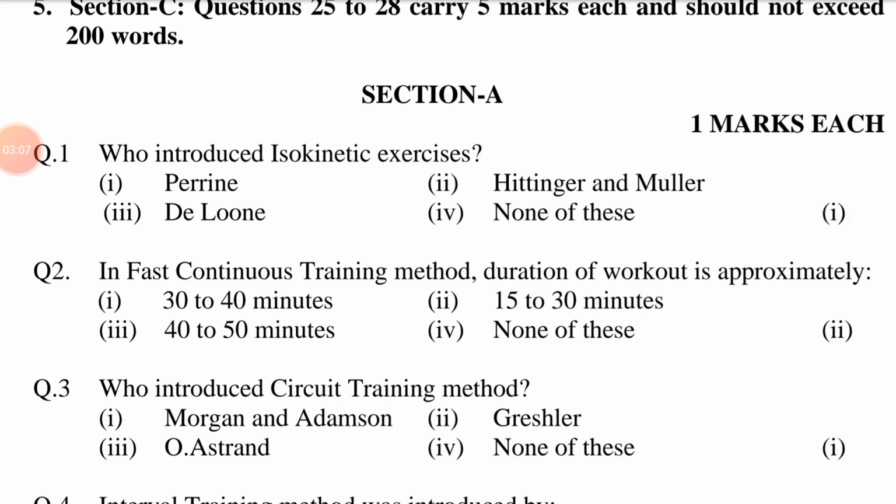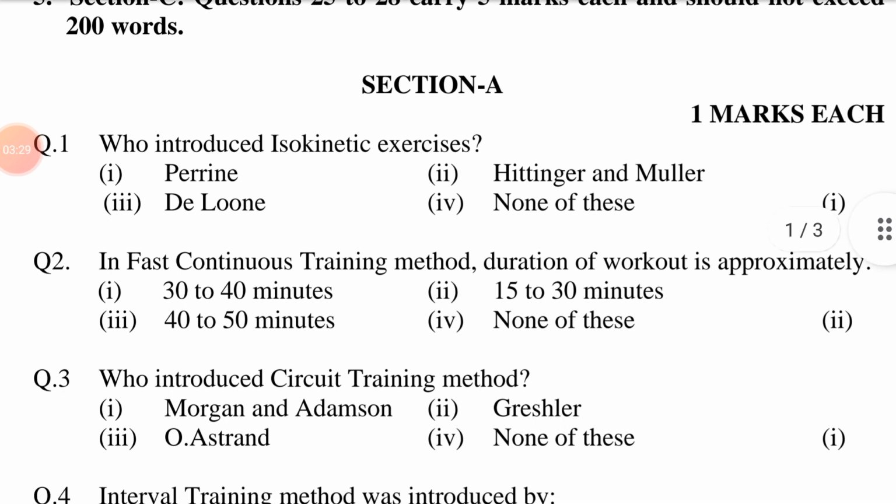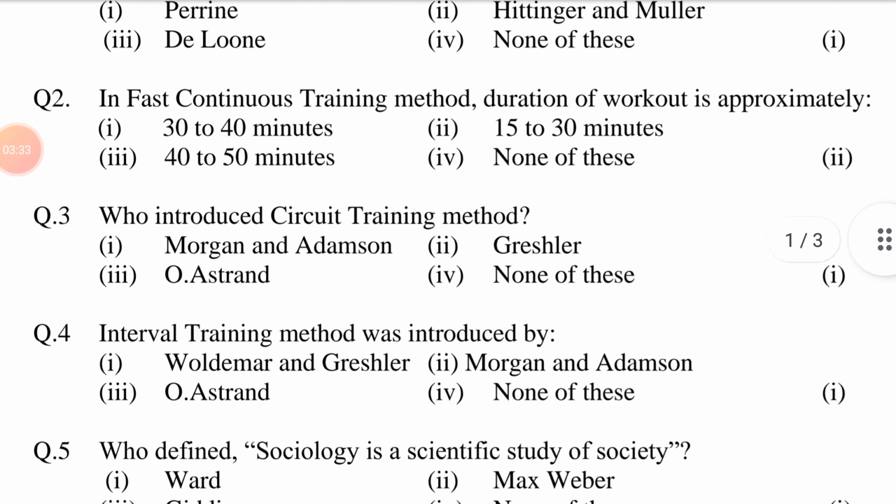Question number 1. Who introduced isokinetic exercises? Number 1, Perrin. Number 2, Hettinger and Muller. Number 3, D. Loney. Number 4, none of these. Answer is option number 1, Perrin. Question number 2. In fast continuous training method, duration of workout is approximately option first, 30 to 40 minutes, second, 15 to 30 minutes, third, 40 to 50 minutes, fourth, none of these. Answer is option second, 15 to 30 minutes.